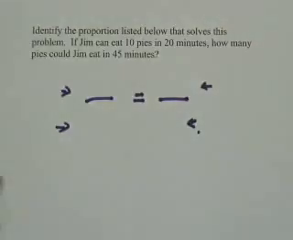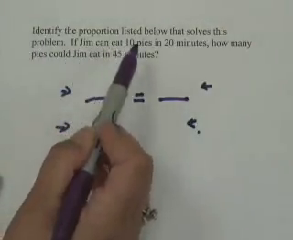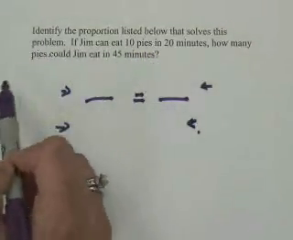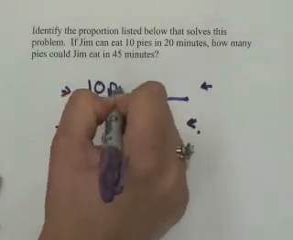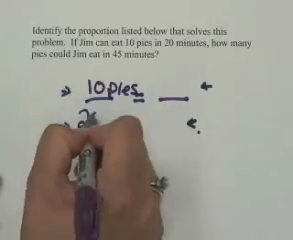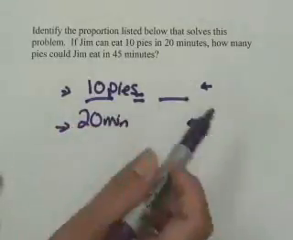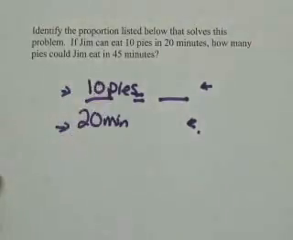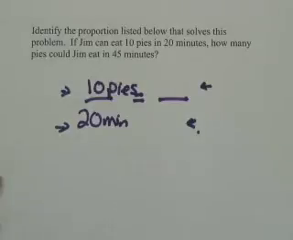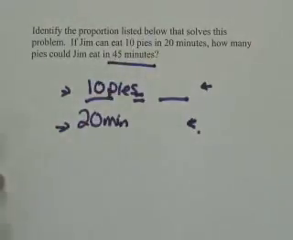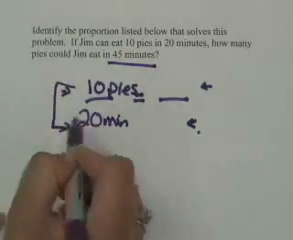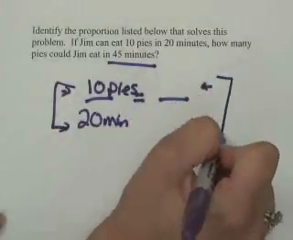Let's look at what the problem gave us. Identify the proportion listed below that solves this problem. If Jim can eat 10 pies in 20 minutes, how many pies could Jim eat in 45 minutes? Now, this is important. We need to make sure that we put the condition they gave us in the right place. Now, here's our first ratio being set equal to our second ratio.